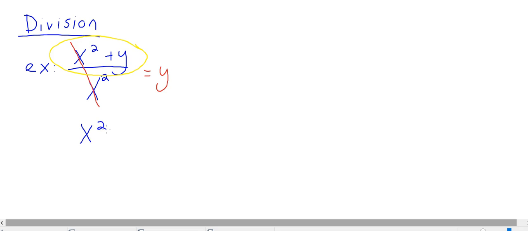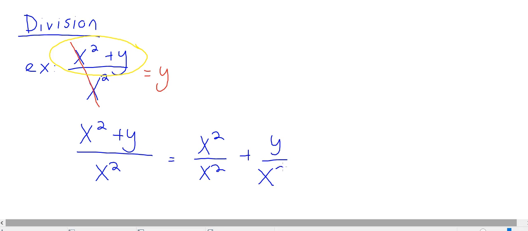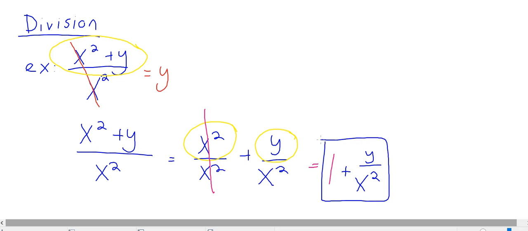So the original example was x squared plus y over x squared. What you would have to do is break it up to x squared over x squared plus y over x squared. So we're dividing the first part of the binomial by the x squared and the second part of the binomial by the x squared. Now what you can do is cross this off. This becomes 1, because x squared over x squared is the same thing divided by itself. It becomes 1, and we're left with plus y over x squared. We do have to keep this term, so it doesn't really look so nice, but it is still a binomial. It's 1 plus y over x squared.